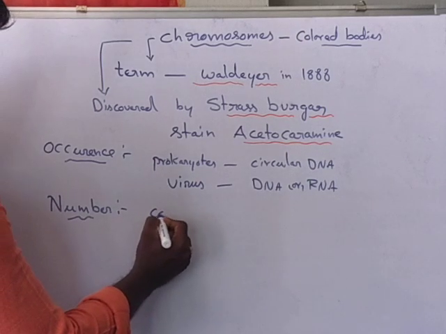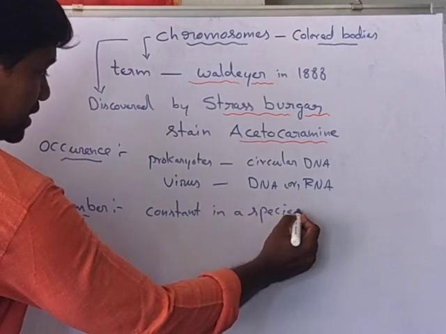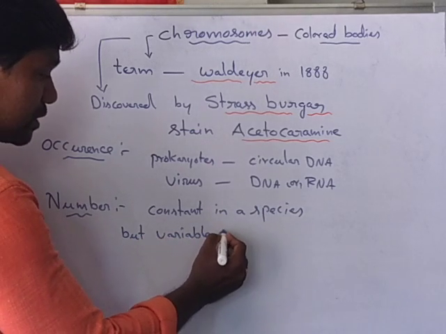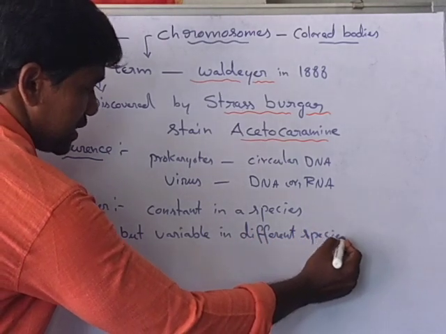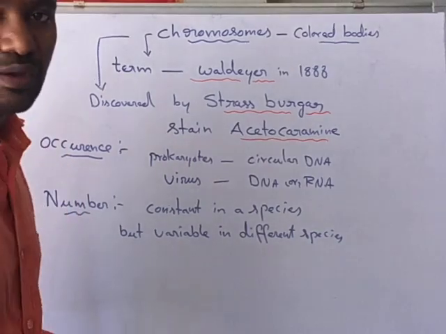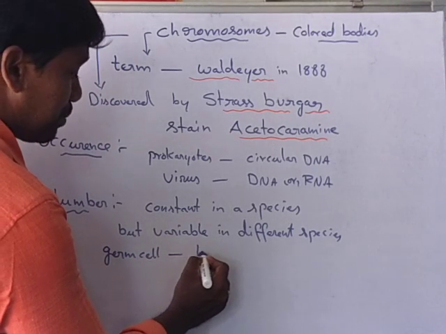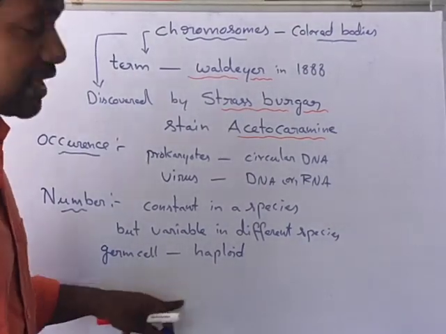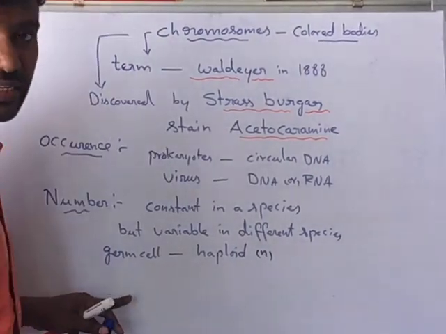Generally the number is constant in a species, but variable in different species. If we take germ cells, the reproductive cells, the chromosomes are in haploid nature, that means a single set of chromosomes is present.